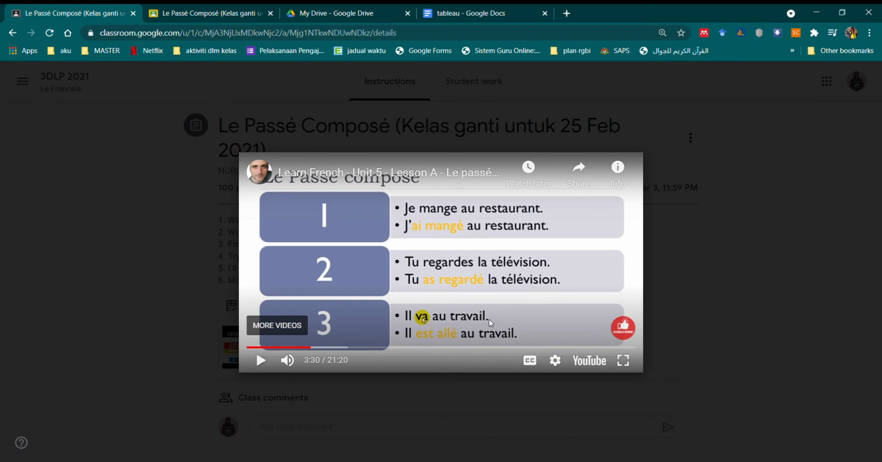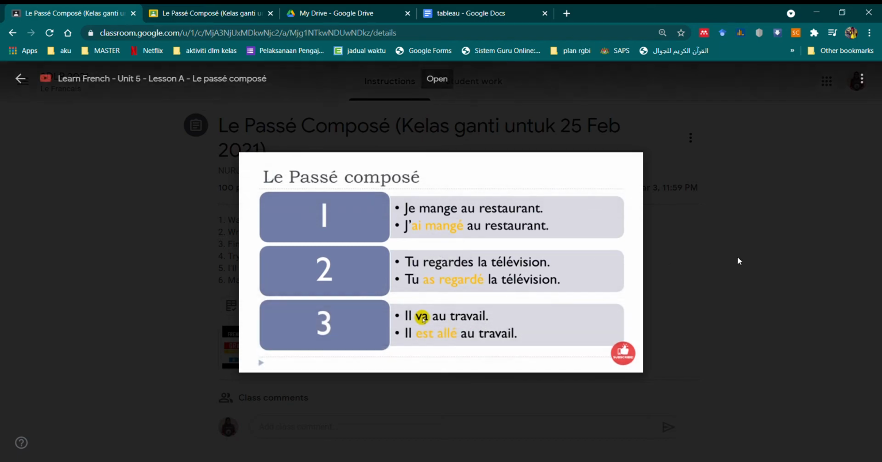No. Okay? To change a little bit the way to construct the passé composé, because here you can see that in the past tense sentence here we don't use avoir as we did previously, like with manger, j'ai, tu as with regarder, okay, but we will use être, okay, il est, and then you can see here aller, so participe passé, au travail, at work.